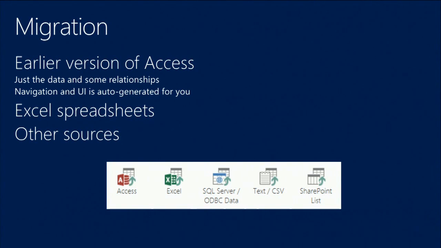Of course, with earlier versions of Access, you can bring in your desktop database files. But what's important to remember is that it's just going to bring in the data and the relationships, so the tables and the relationships, and then the navigation and the UI is all auto-generated. So you're going to lose the UI that was created for those desktop database applications, but you are going to keep the data and it's going to have the new web app UI. So, of course, Excel spreadsheets, SQL Server, and then SharePoint lists. You can link to SharePoint lists read-only, not read-write.